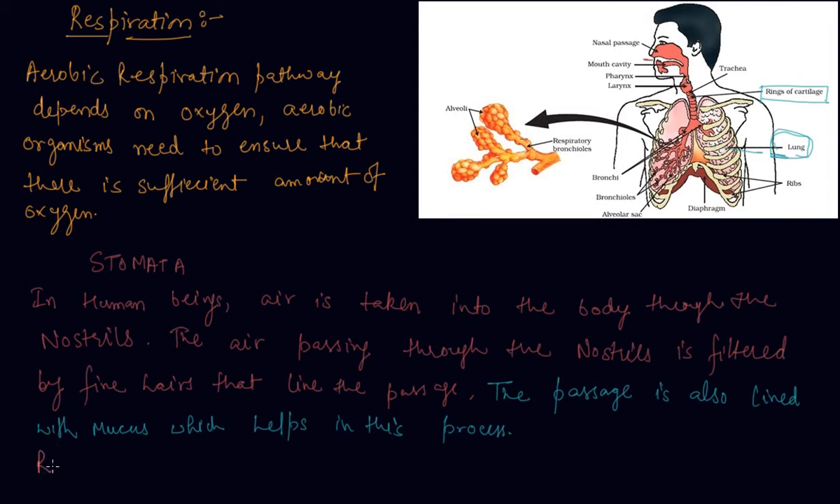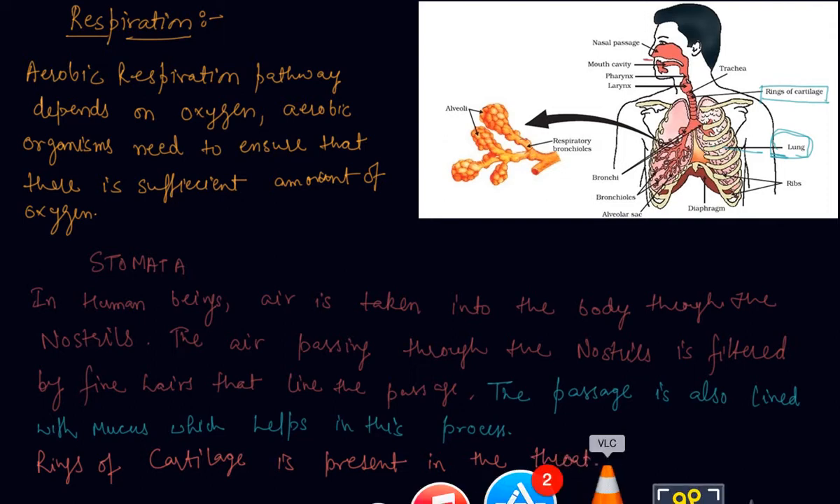Let me write. Rings of cartilage are present in the throat. These ensure that the air passage does not collapse. Students, let me first delete this. Okay, so we will write further.